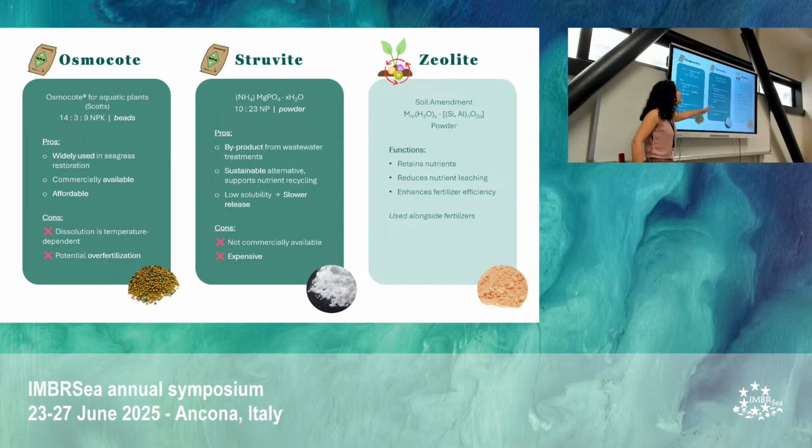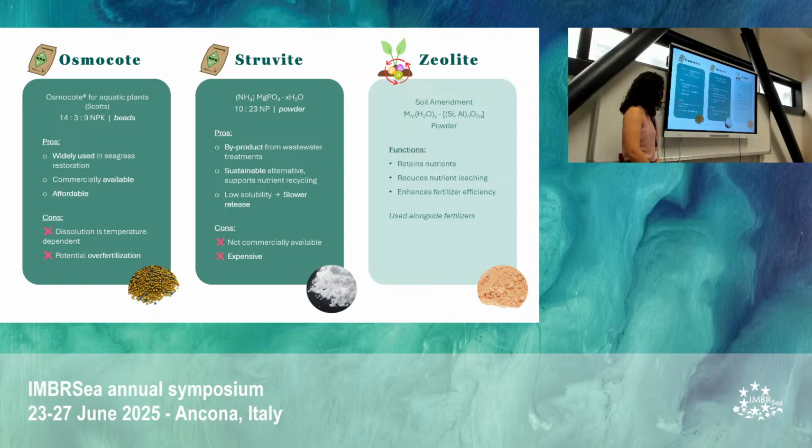It would be interesting to test struvite as granules, because that's supposed to be slower release. But from a nursery perspective, I own the nursery. Osmocote is commercially available. You can find it in garden centers, and it's really affordable. So it could be a cost-effective fertilizer, which struvite is not, because it was really hard to find and really, really expensive.